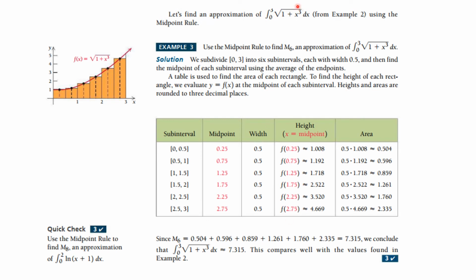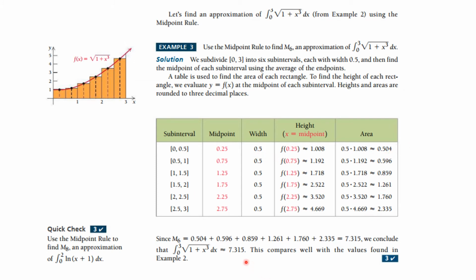So let's find, and this is the same thing we were doing before, the integral from 0 to 3 of the square root of 1 plus x cubed dx. This is the same example, but now we're using the midpoint rule. So the only thing that really changes here is that we are going to be talking about the midpoints. This time we're using 6 subintervals, 1, 2, 3, 4, 5, 6. And so we'll find out what the midpoint is. The width is still this. We put the midpoint into the function to figure out the height. We take the height times the width, and we get these numbers.